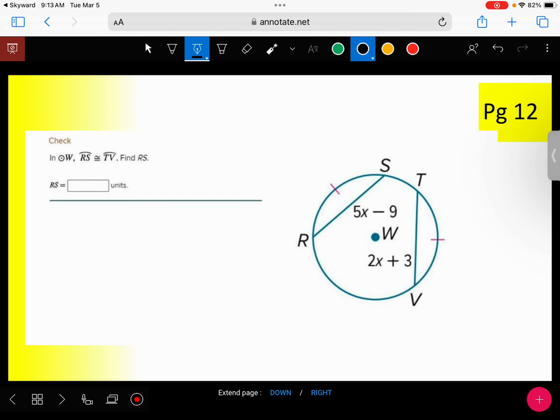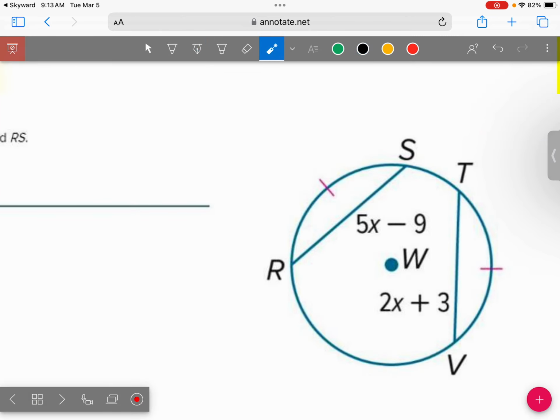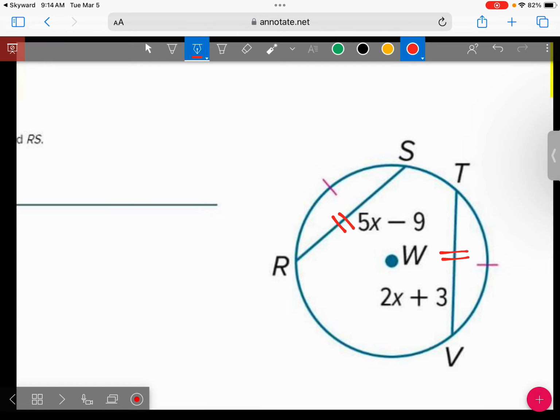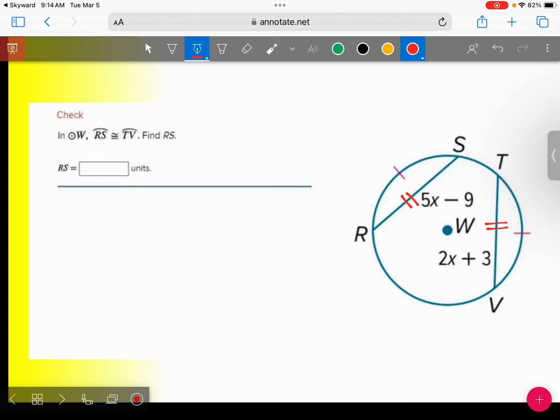Okay, so when you look at this circle, this is circle W. Again, when you see these two arcs, do you see how I have an arc? These two arcs are telling me that this arc and this arc are the same. So that means that this chord and this chord are the same. Go ahead and put 2 marks on the chord. So because they're equal to each other, we can set them equal to each other.